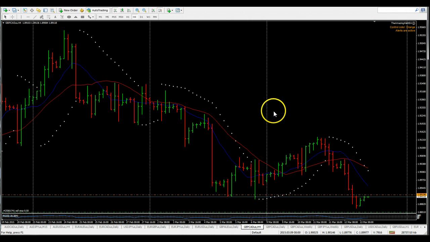What we can do then is take the same format onto a 4-hour chart. Right here's where we've got our Nadir bar. If we break the high of that Nadir bar, then we can have a potential reactionary leg or counter trend leg.